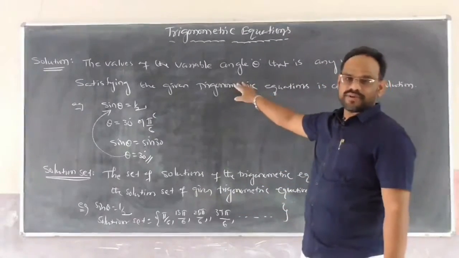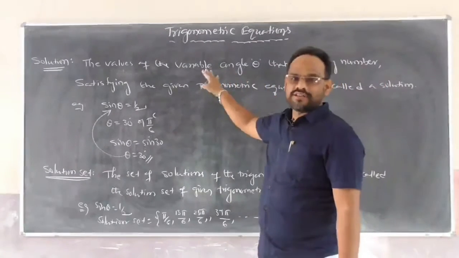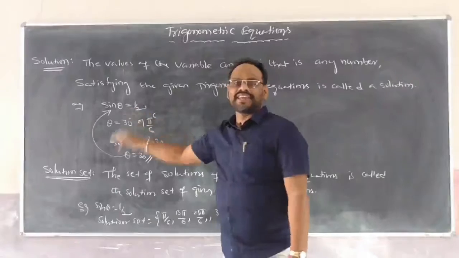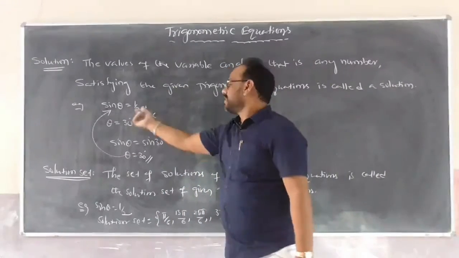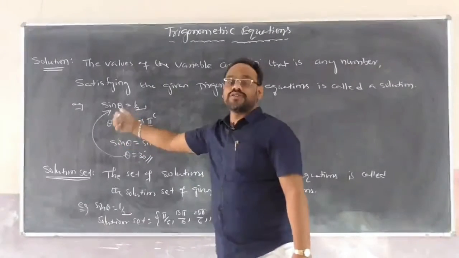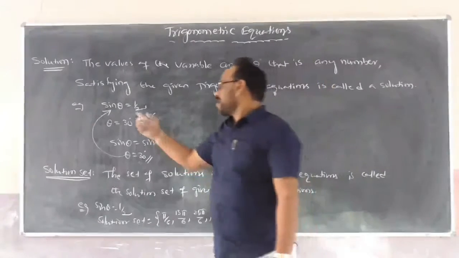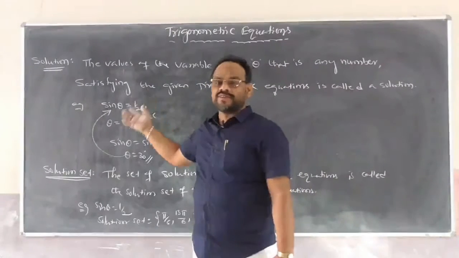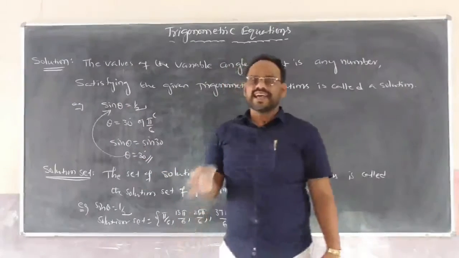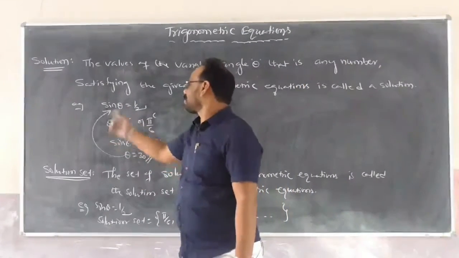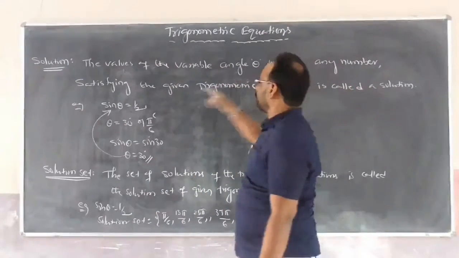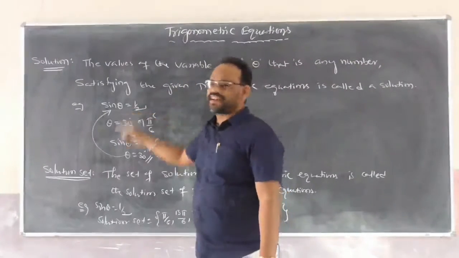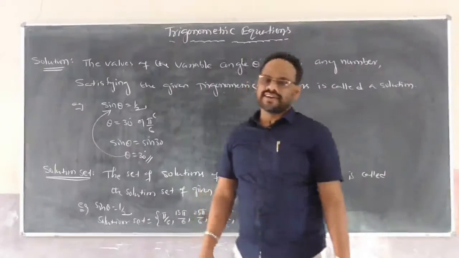Solution means the values of the variable angle theta, that is any real number satisfying the given trigonometric equation, is called the solution of the given trigonometric equation. If you substitute, sin theta is equal to 1 by 2, clearly this is a trigonometric equation. If you substitute theta is equal to 30, sin 30 value is 1 by 2, so theta equals 30 is a solution of the given trigonometric equation. Theta is any real number that satisfies the given trigonometric equation is called the solution.